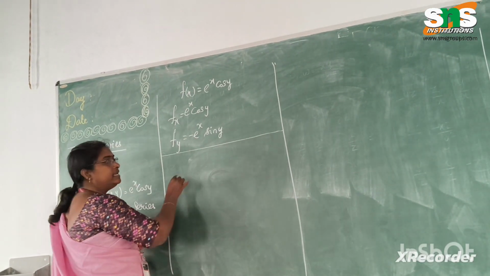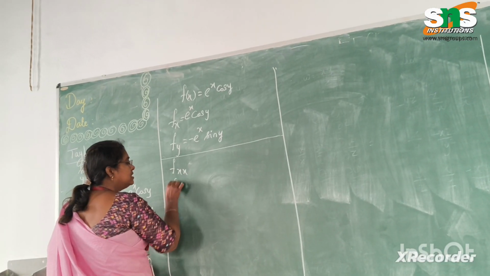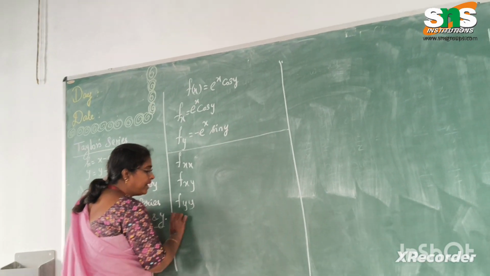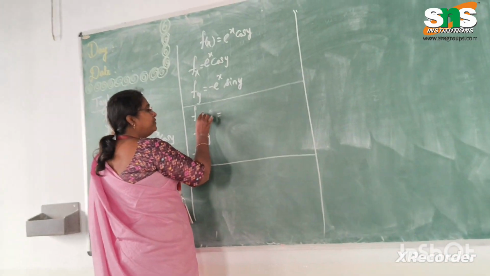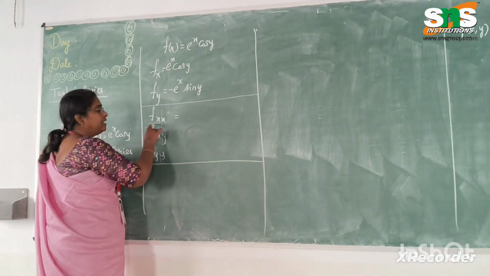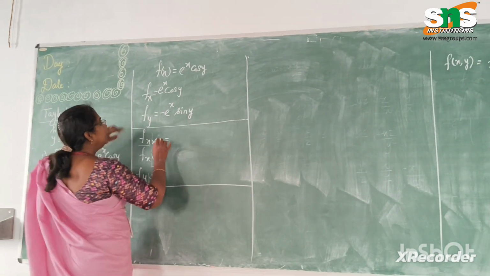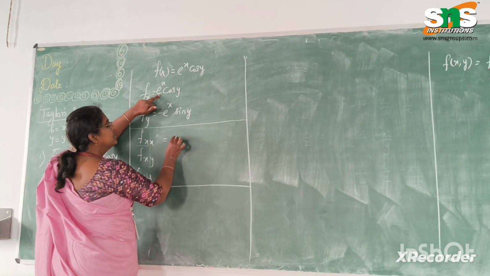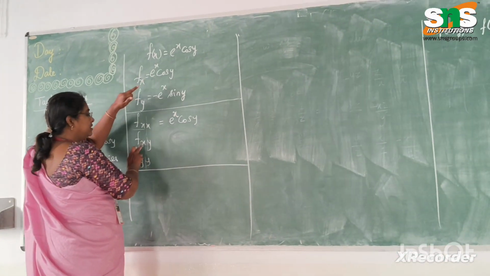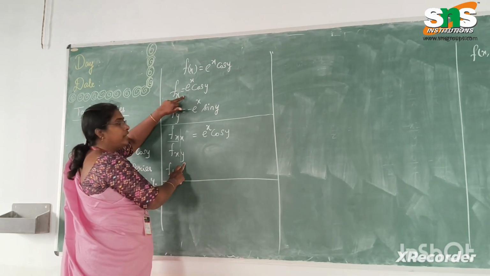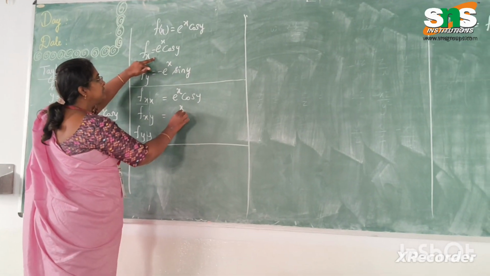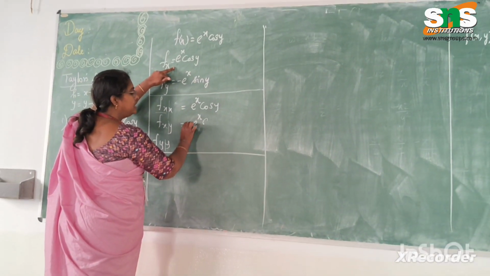First level is over. Next is the second level: fxx, fxy and fyy. These three values we need. For fxx, take fx and differentiate one more time with respect to x. So I take this function and differentiate with respect to x: cos y is a constant, and differentiating e power x gives e power x. And then again take fx with respect to y: x is a constant, so e power x, and differentiating cos y gives minus sin y.